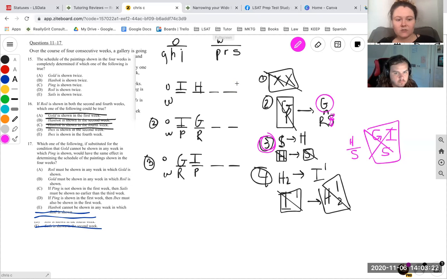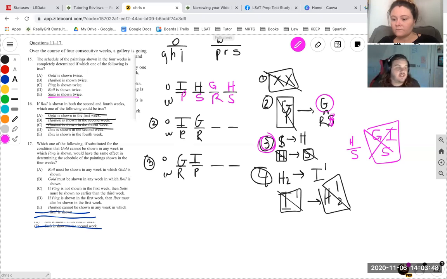But I would look at my answer choice. I see my prediction that S is shown twice, and I would try to make that work. So if S is shown twice, where would we have to put S? Probably under H and then at the end. And we would have to put H here, which would mean G would go here. G has to go with R, which leaves I with P. So that's our answer.